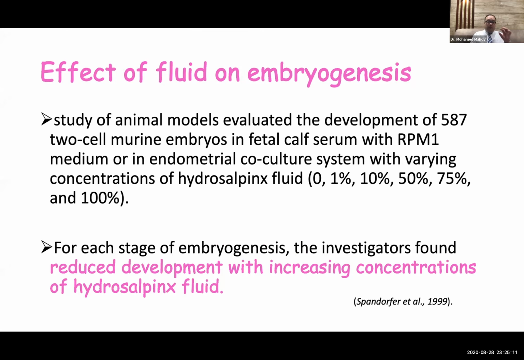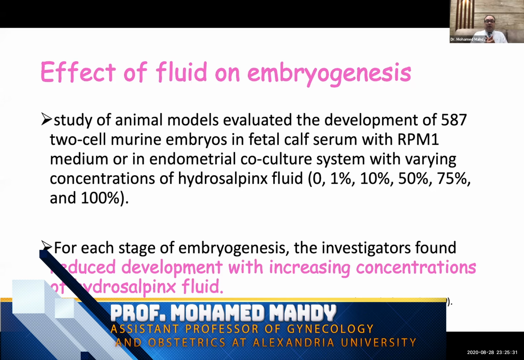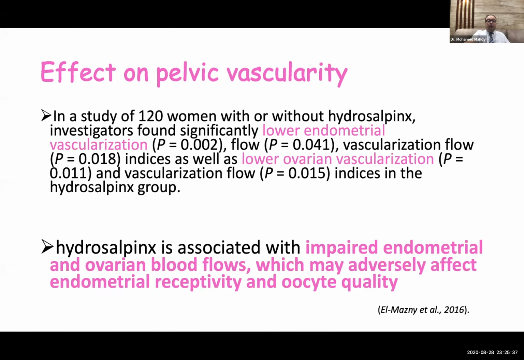Also, it has an effect on embryogenesis. If embryos are cultured in hydrosalpinx fluid, there is reduced embryo development, and this effect increases with increasing concentration of hydrosalpinx fluid. So hydrosalpinx fluid affects the development of embryos inside the tube. Also, it has a bad effect on pelvic vascularity. Studies showed that hydrosalpinx is associated with impaired endometrial and ovarian blood flow, which may adversely affect endometrial receptivity and oocyte quality.